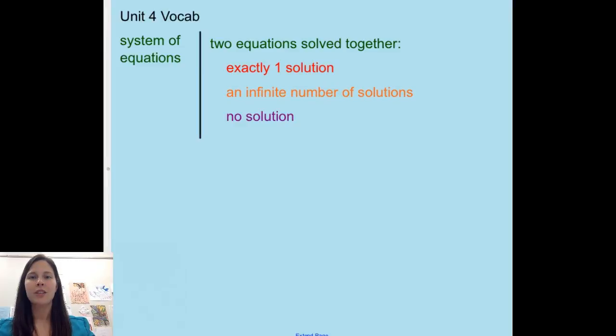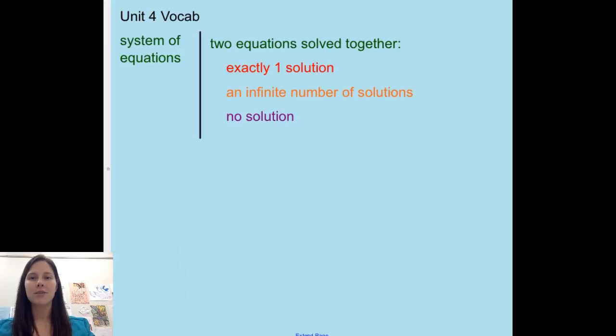We're starting a new unit called Systems of Equations, and what systems of equations are simply two lines on the same coordinate plane. We just saw a couple of systems with parallel and perpendicular lines. We just didn't identify them as systems, but we graphed two lines on the same coordinate plane. Systems of equations can have three different types of solutions.